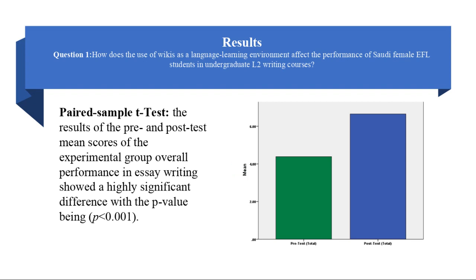Concerning the results, the first question: how does the use of wikis as a language learning environment affect the performance of Saudi female EFL students in undergraduate L2 writing courses? The result was that, using a paired sample t-test, the results of the pre- and post-tests, mean scores of the experimental group's overall performance in essay writing showed a highly significant difference, the p-value being 0.1.